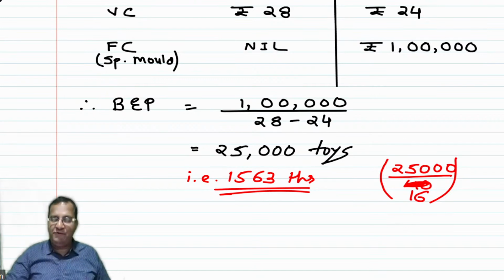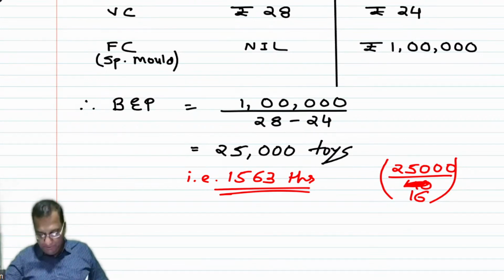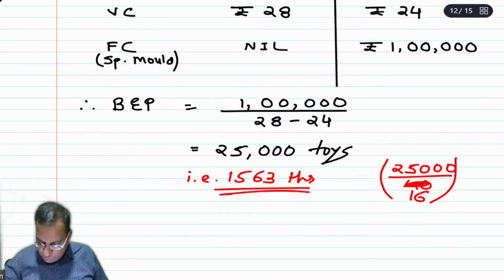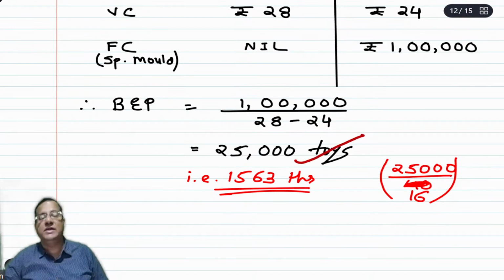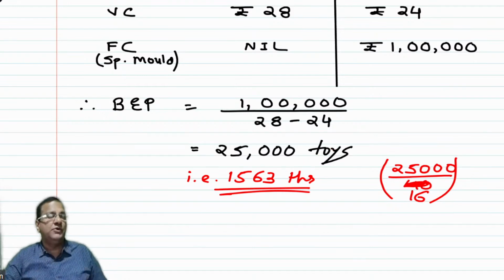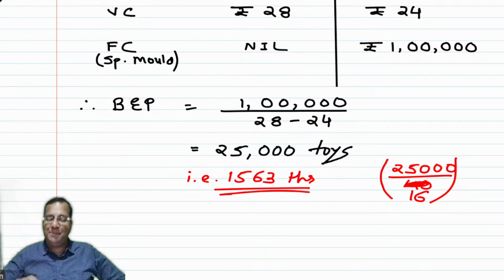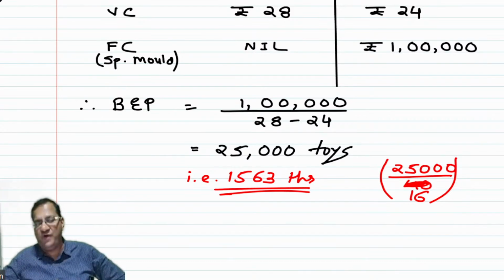Suppose the minimum hours required for manufacturing are 1563. But suppose you have only 1500 hours, then 1500 hours multiplied by 16 will produce a maximum of 24,000 toys, while to recover rupee 1 lakh, we require a minimum in-house production of 25,000 toys. Otherwise, we will not be able to recover the extra cost in the form of the mold of rupee 1 lakh. But this is the answer, because they require the answer to be in capacity. So 1563 is our final answer.